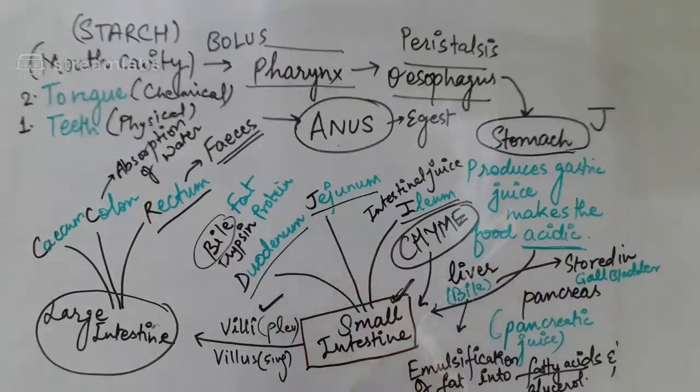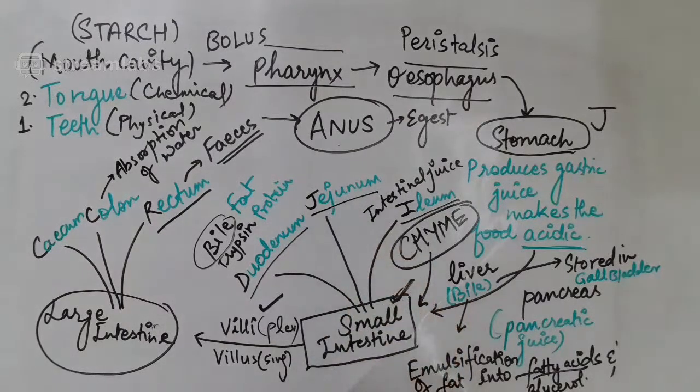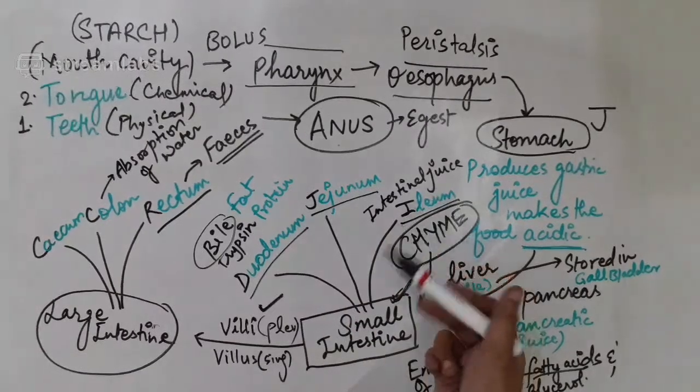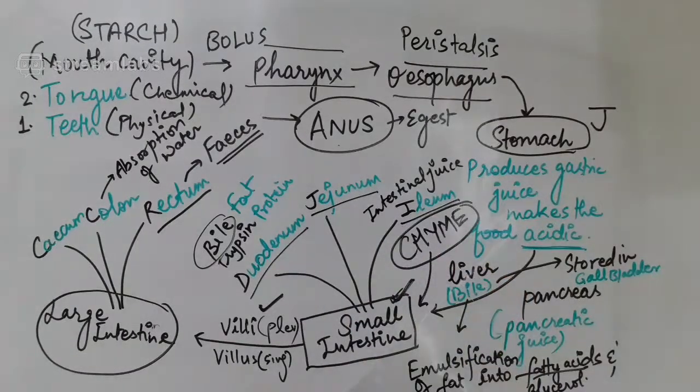The duodenum is the anterior or the first part of the small intestine. Jejunum is the middle part, and ileum is the posterior or the end part of the small intestine. And the presence of villi or villus increases the surface area for better absorption of food.